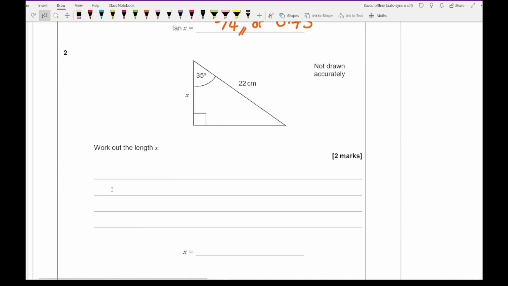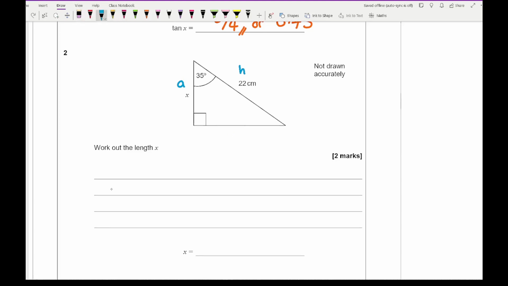Moving on to question 2, it says work out the length of x. So again, what we need to do is we're going to use trigonometry because we've got sides and angles. So then labeling this up, I know this is going to be my hypotenuse, this side here is going to be my opposite, and this side here is going to be my adjacent. Now as there's no information on the O and I don't need to find it, I can just get rid of that.